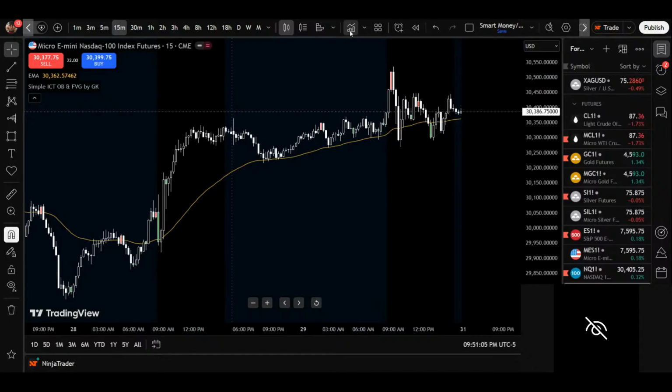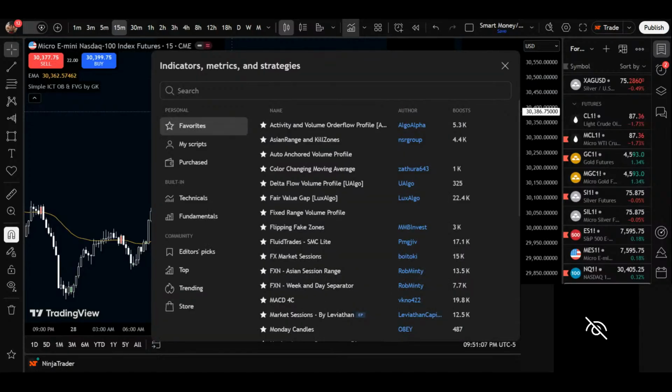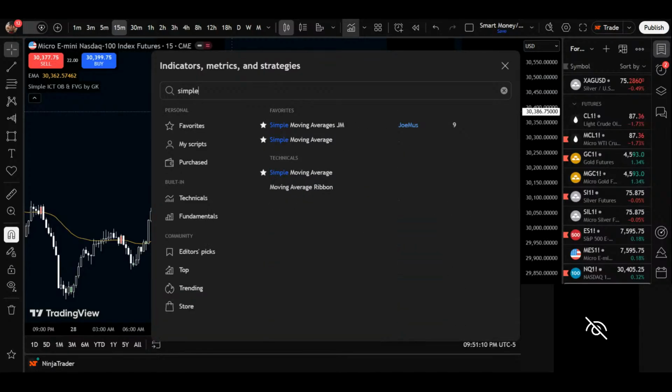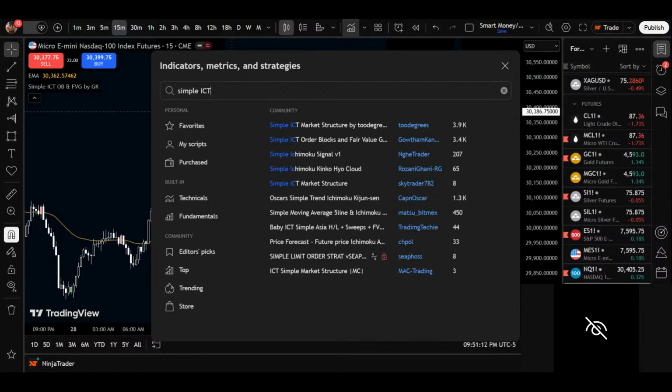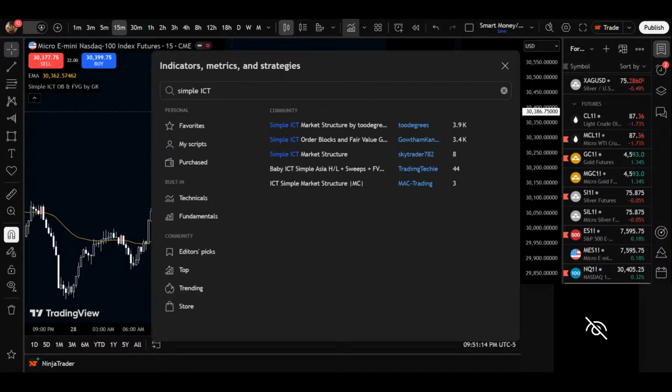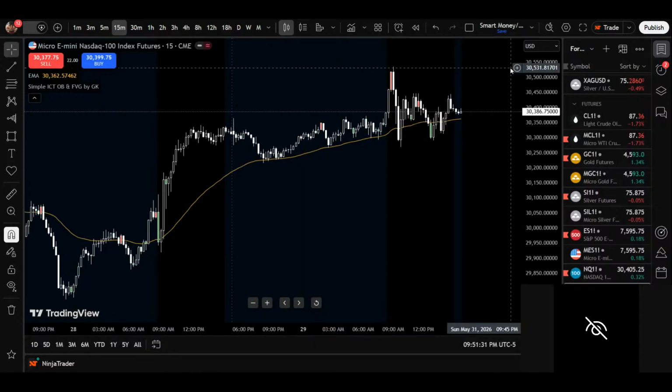Go here, type in "simple ICT." This right here: Simple ICT order blocks and fair value gaps. And it's by Galvam Can, whoever this is. It's gonna have 3.4K. Click on that right there. Check this out, I want to show y'all something.